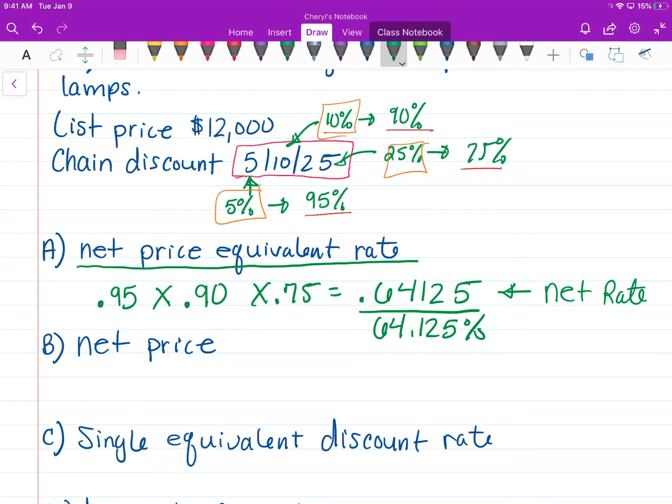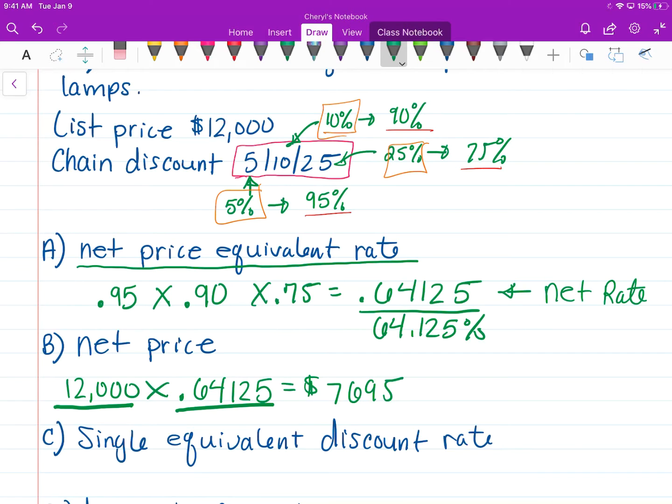Now I can use that rate to figure out my net price. So I would take my list price, which is $12,000, and I multiply it by the net rate to figure out what my net price is. So I have times 0.64125. And when I do that, I get $7,695. So I take the list price times the net rate to get the net price.